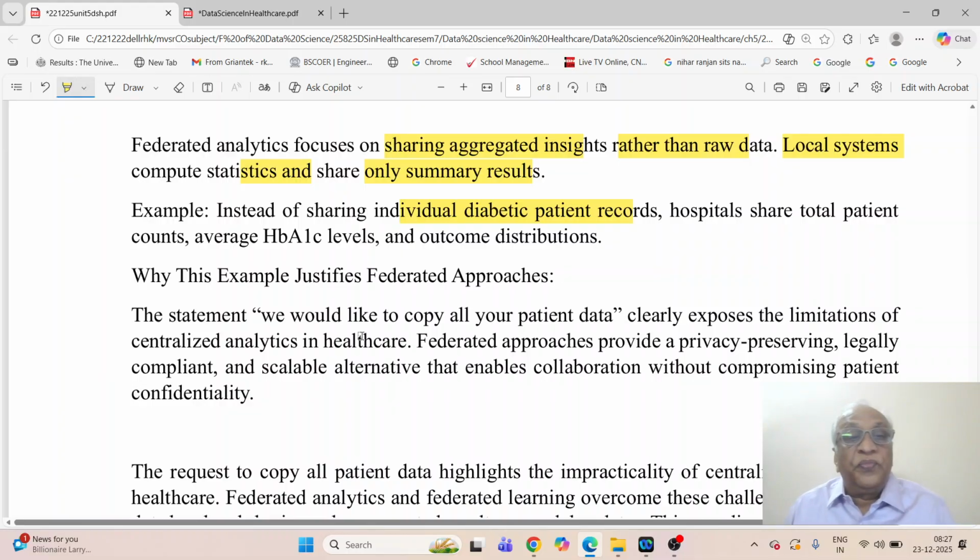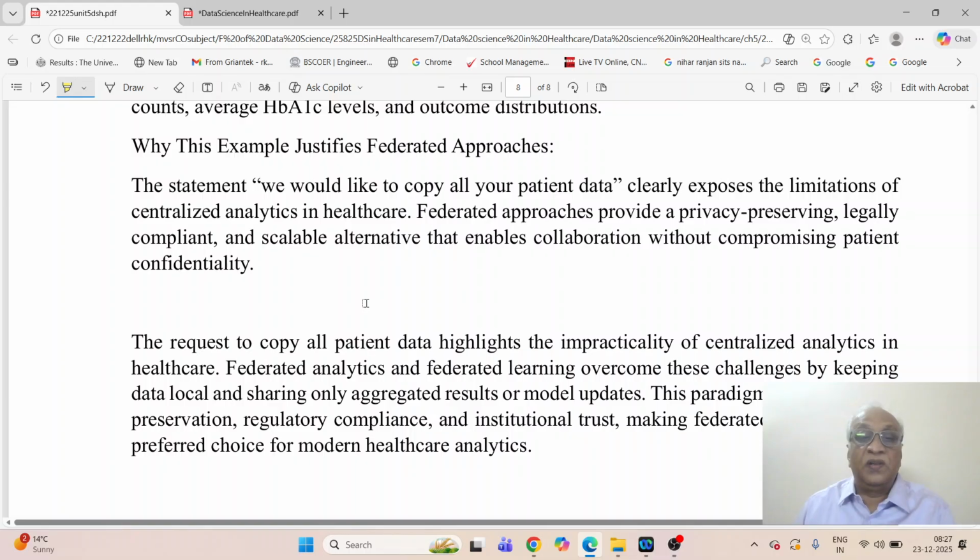So this example justifies the federated approach, because the moment you say we want to copy all your data, it exposes the limitation of centralized analytics in healthcare. Federated approaches offer privacy preservation, legal compliance, scalable alternatives, and collaboration possibilities, without compromising patient confidentiality.